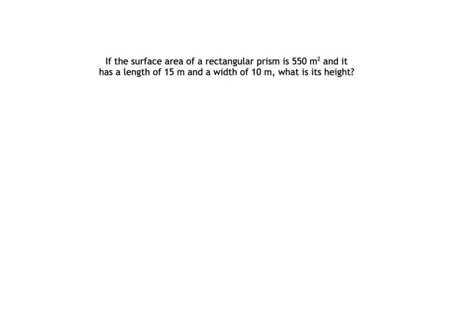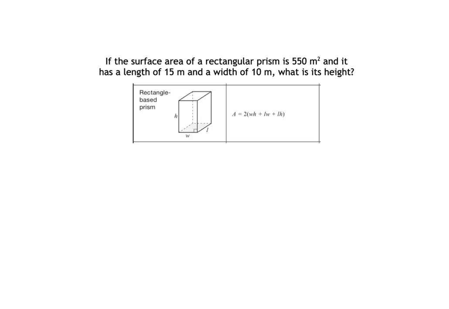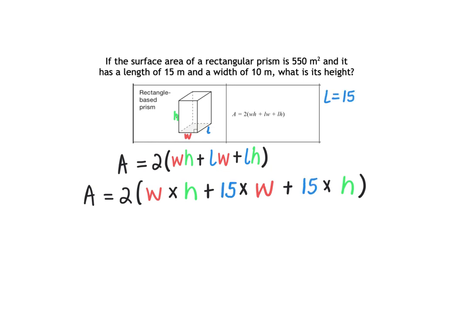To explore this, let's look at the formula for the surface area of a rectangular prism. Let's consider the formula and substitute the information that we already know. We know that the length, or L, is 15, the width, or W, is 10, and we know that the surface area is 550. We don't know the height. This is what we're going to need to find.